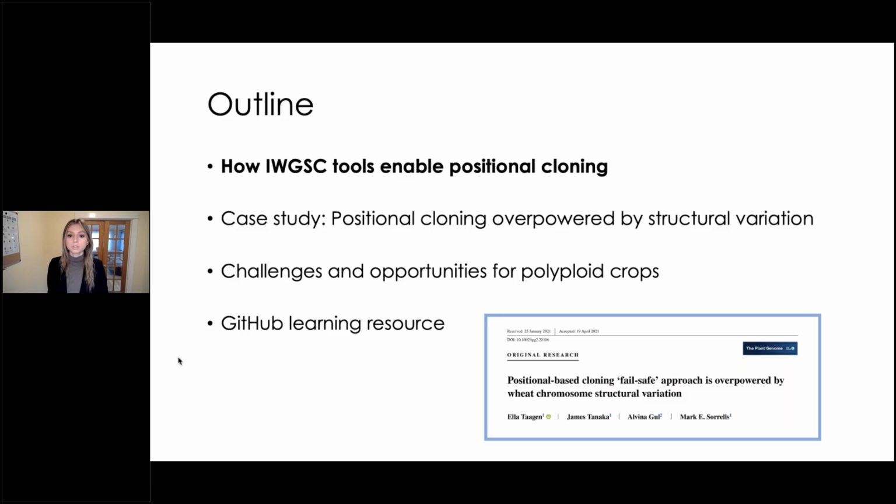This talk will center on a specific example from our lab, which was published earlier this year in The Plant Genome and highlights that redundant polyploid genomes can mask structural variation and pose a significant barrier to positional cloning in wheat.